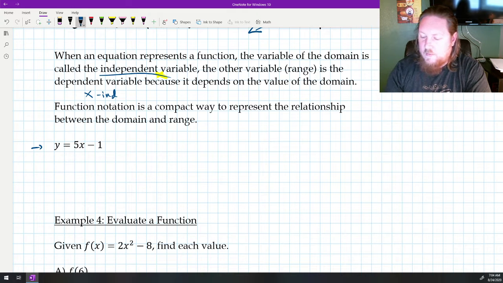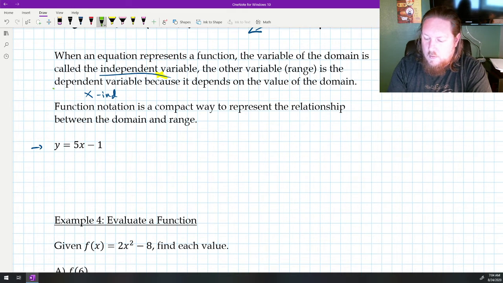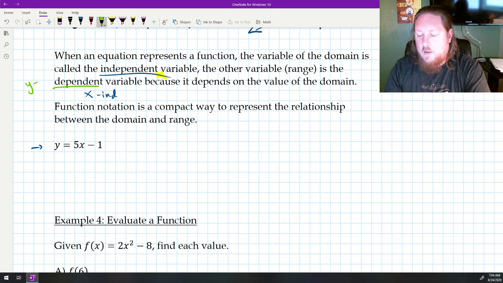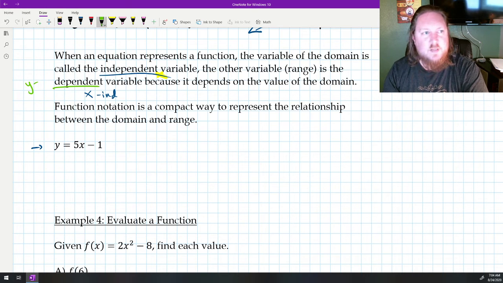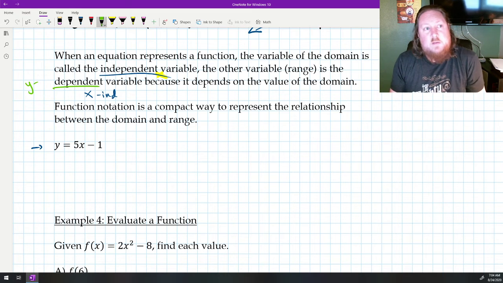The dependent variable, that is always the y numbers. And same thing if it's like a cost function. How many did you buy? What's the cost? The cost is the dependent variable because it depends on how many you buy.